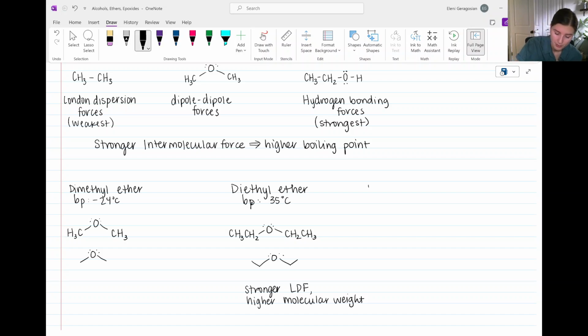If we looked at dipropyl ether, now I don't have the boiling point information on me right now, but you can imagine this would have an even higher boiling point than diethyl ether, because again, we have even stronger London dispersion forces because of the longer carbon chain, and we have an even higher molecular weight because of the longer carbon chain, more atoms in the molecule.